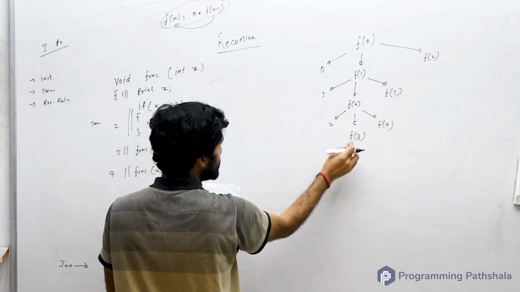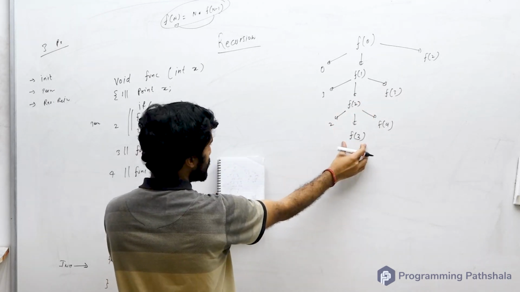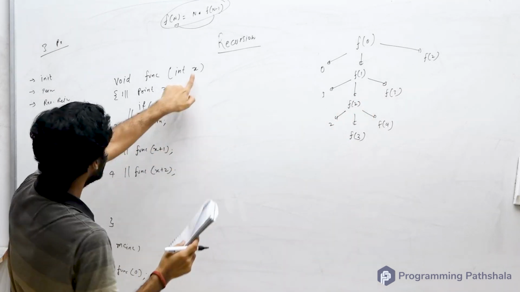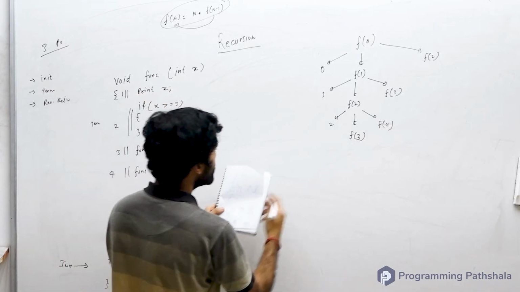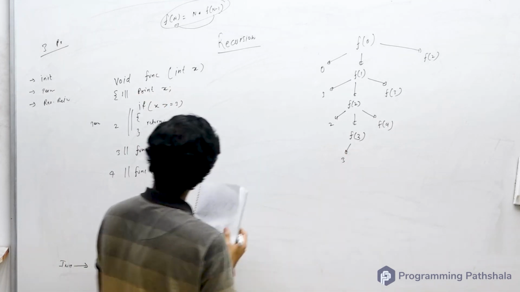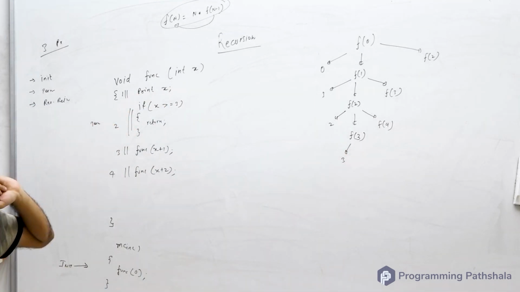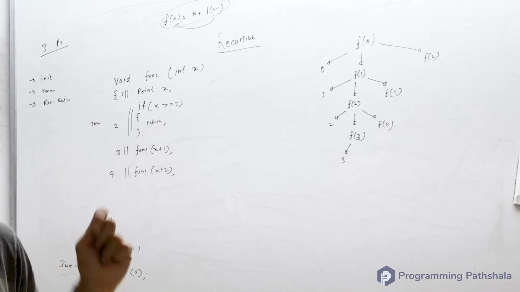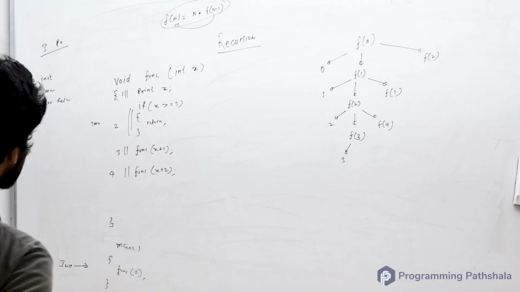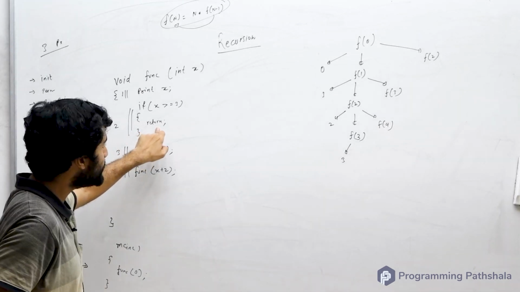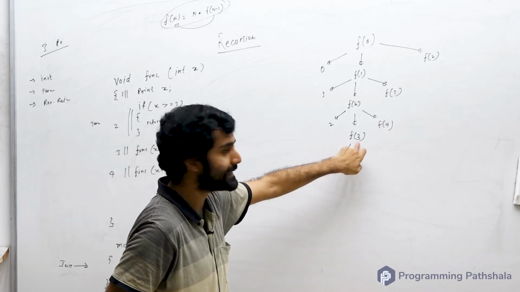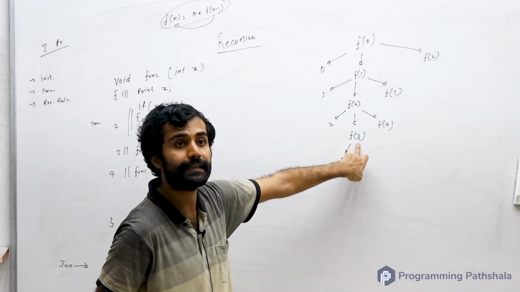Now what will happen? This f of 3 will get executed. So what will this do? For f of 3, the print statement will get executed. And will this if condition be true or not for this value? It will be true. So it says return. What does the return mean? Return simply means that, hey, now this will exit.